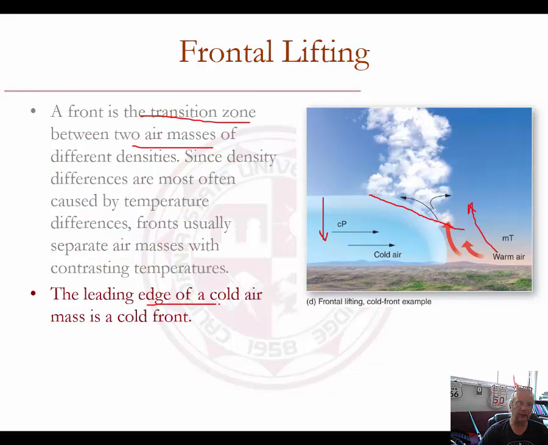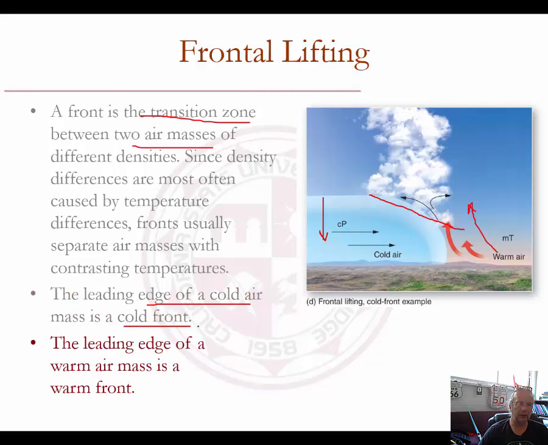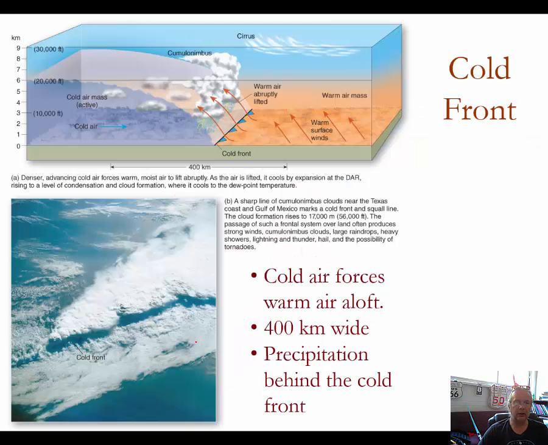The leading edge, the front of a mass of cold air is called a cold front, and of course the leading edge of a warm air mass is called a warm front. That's actually taken from battlefield language from World War I. Here's how a cold air front works.